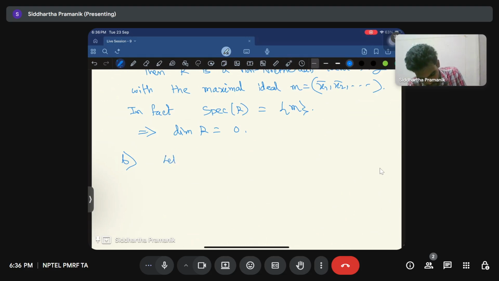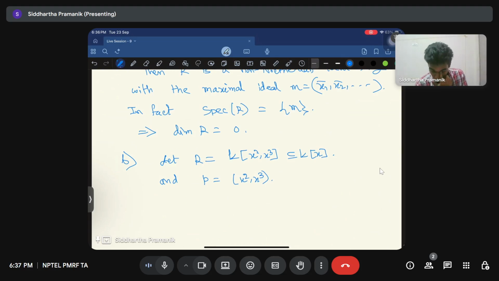So let R be the subring of the polynomial ring K[x], and let's take P to be the ideal generated by x square and x cube. Then what can be said about the dimension of R or the height of P here? Here the dimension of R is 1.